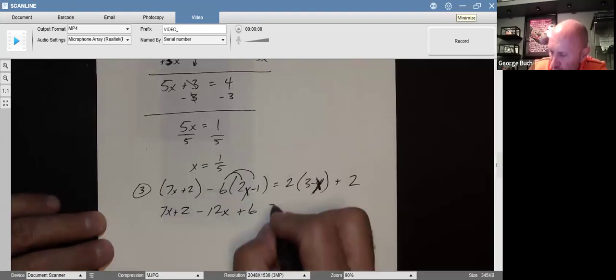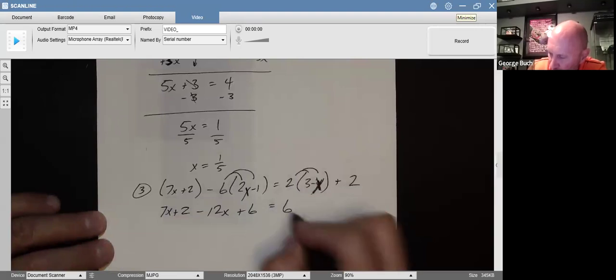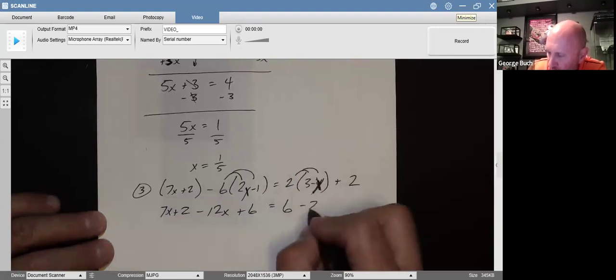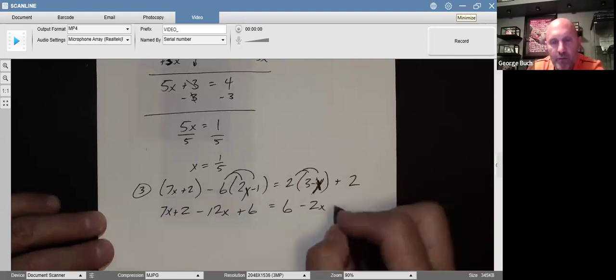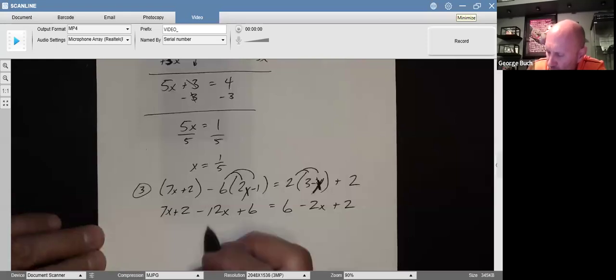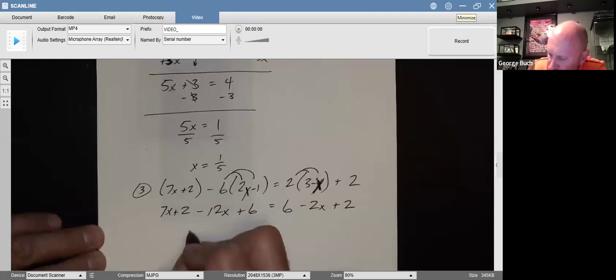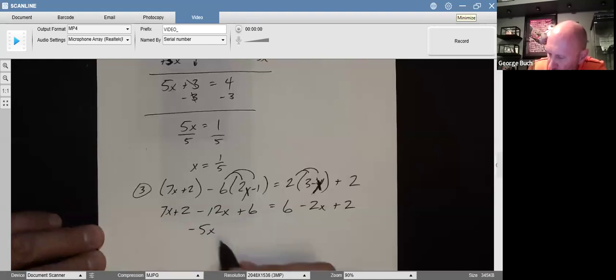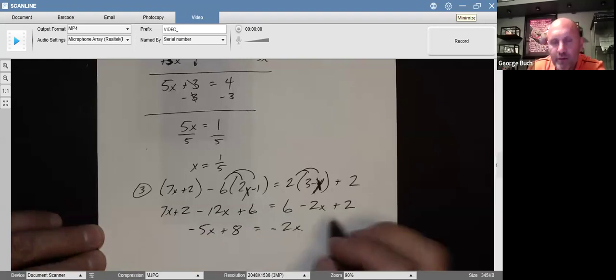Over here, distribute the 2. So 2 times 3 is 6. 2 times negative x is minus 2x. And then we've got this 2 hanging out on the end here. So combine our like terms. Here, 7x minus 12x is minus 5x. 2 plus 6 is 8. And then over here, minus 2x, 6 plus 2 is 8.